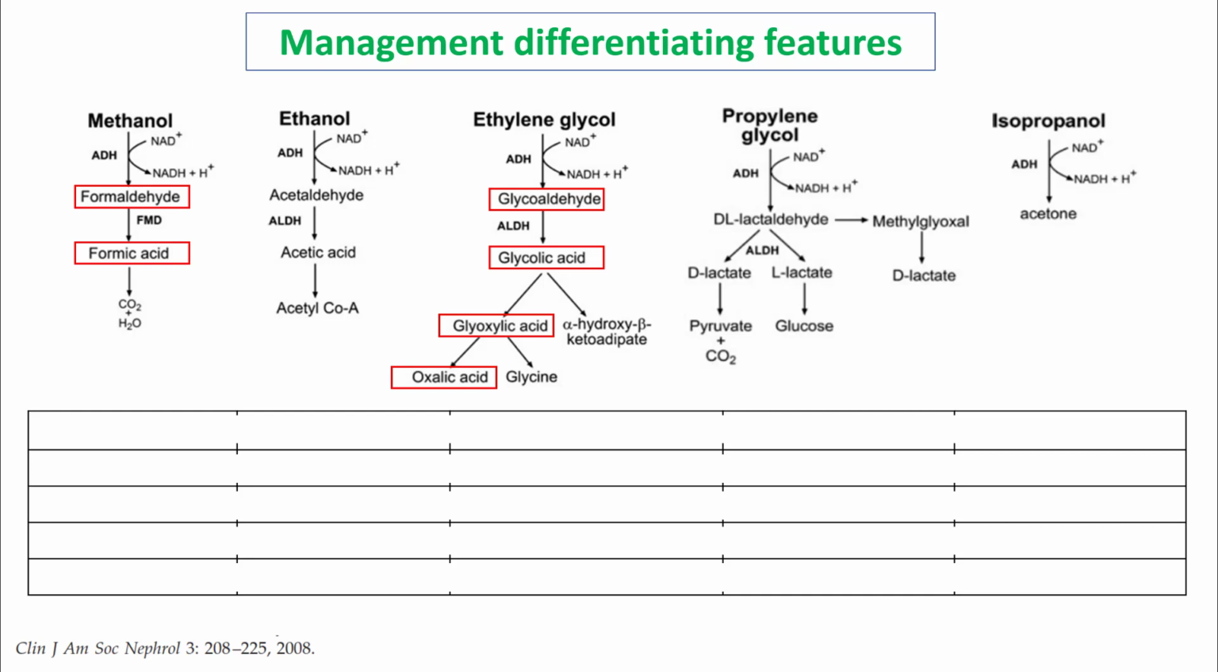The difference in management of different alcohols depends upon the toxic metabolite formation, which is shown in red. So you can use fomepizole in methanol and ethylene glycol toxicity because you need to inhibit the ADH to prevent the formation of these toxic metabolites. You don't need fomepizole in ethanol or isopropanol poisoning.